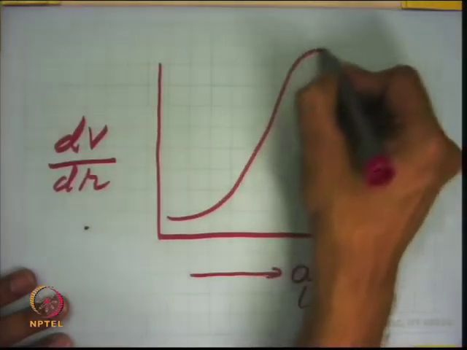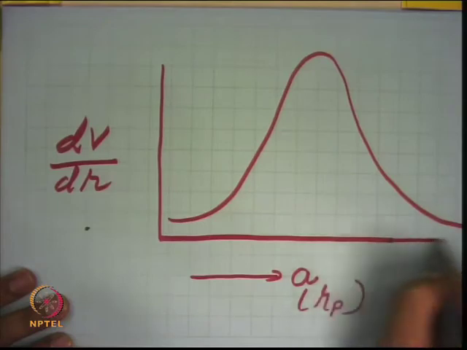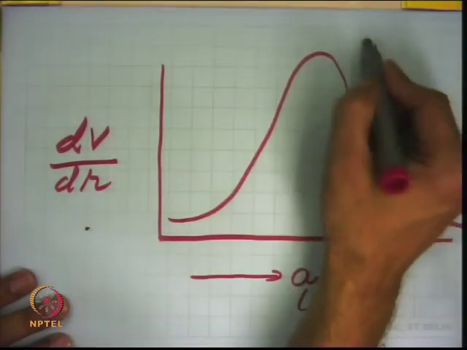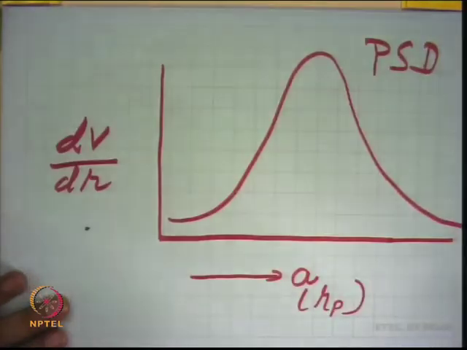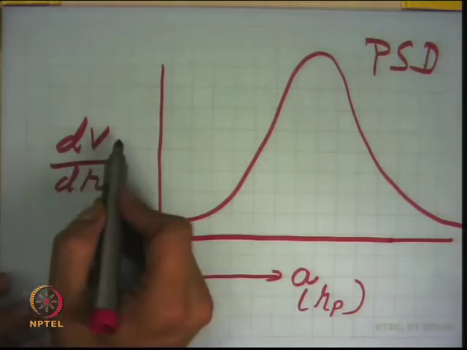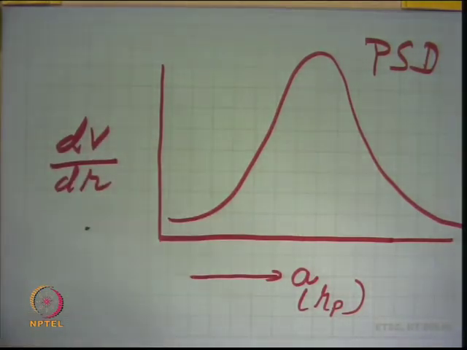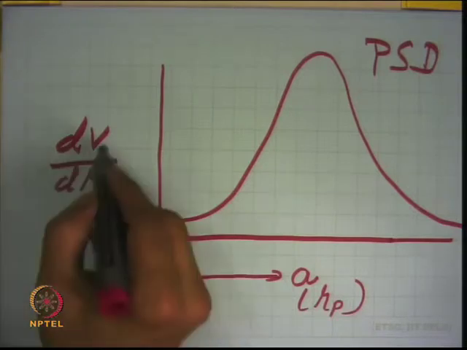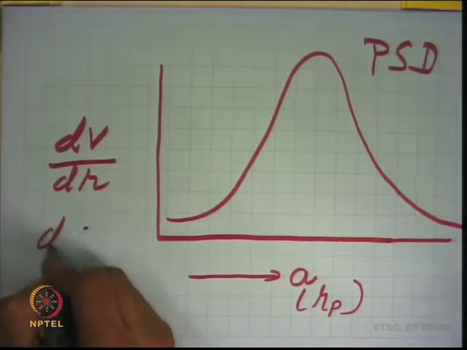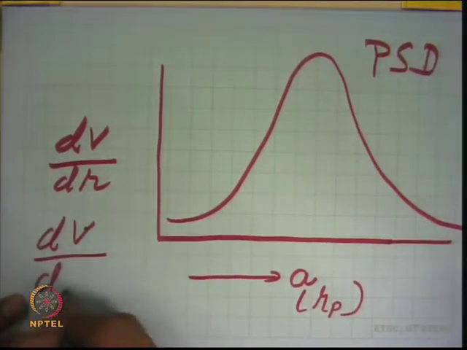So, this dV upon d log A gives you the pore size distribution. This is your pore size distribution, right. Nothing but this: you take these two delta V between two corresponding radii, delta R, and you can take this, or sometimes you will see it like this also, dV upon d of log of A.